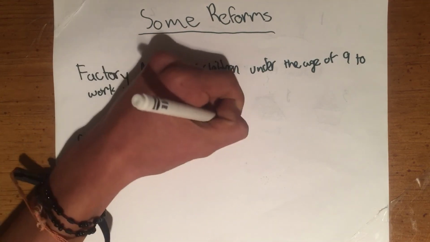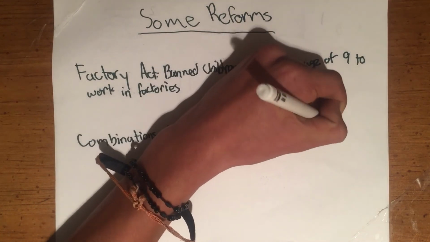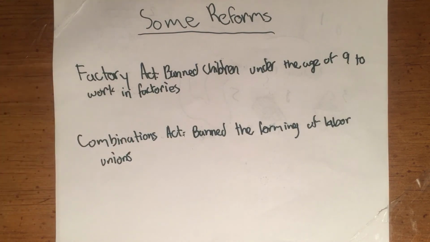Other acts weren't as helpful to people that requested shorter working hours. The Combination Acts, for example, had a negative effect. Even though the peasants endured terrible working conditions, unions were banned.